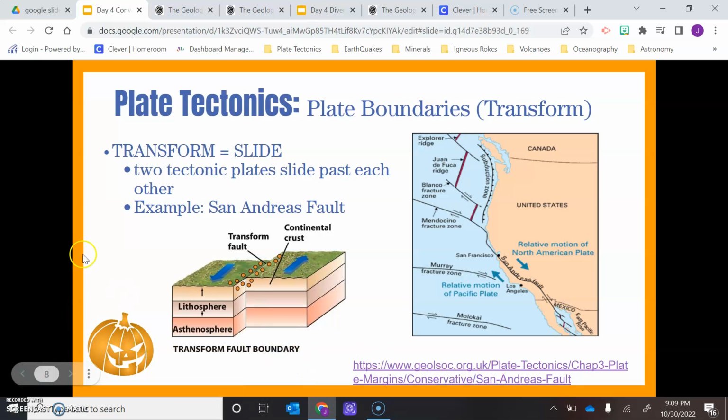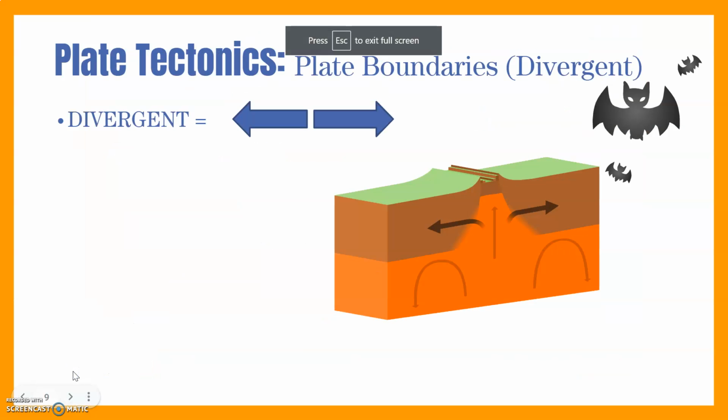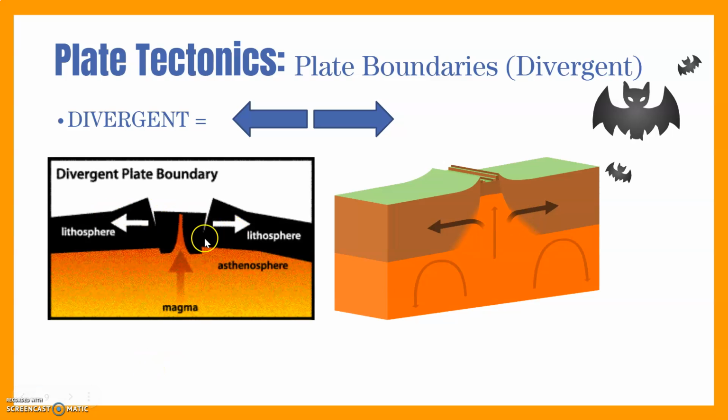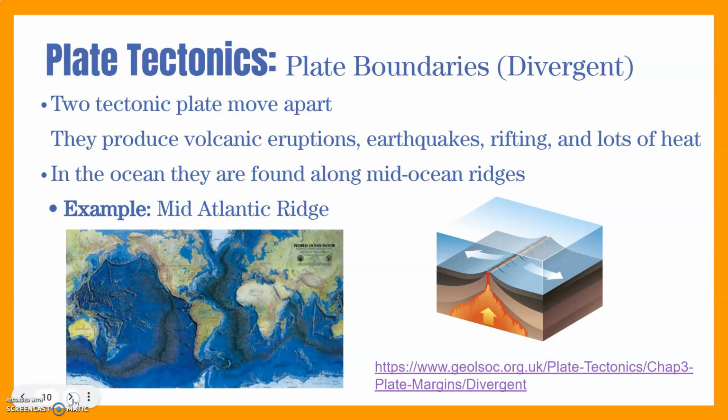Okay, and that's transform, pretty simple. The landform that it creates is a fault, which is a big fracture in the Earth's crust. All right, and then the last type of plate boundary is called divergent, and it's the opposite of convergent. It's where the two plates move away from each other. Okay, so they're moving apart.